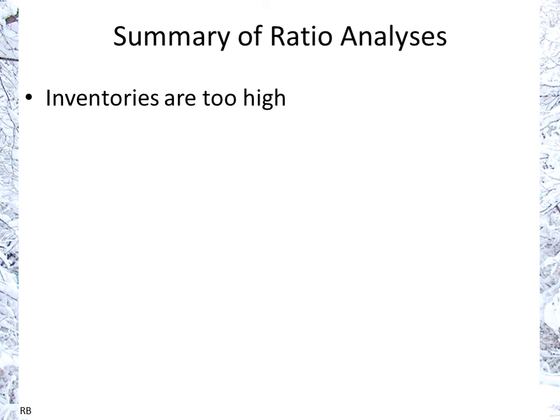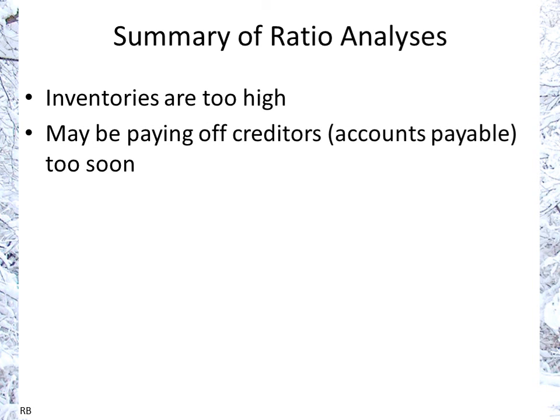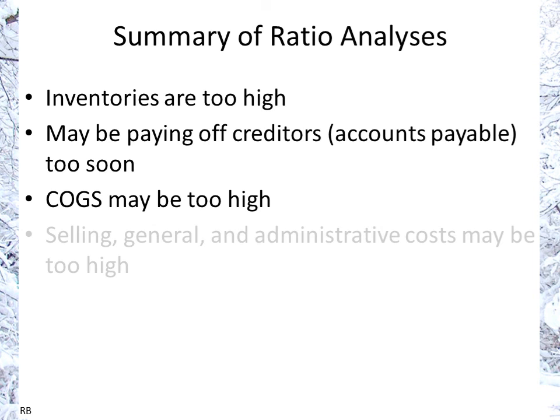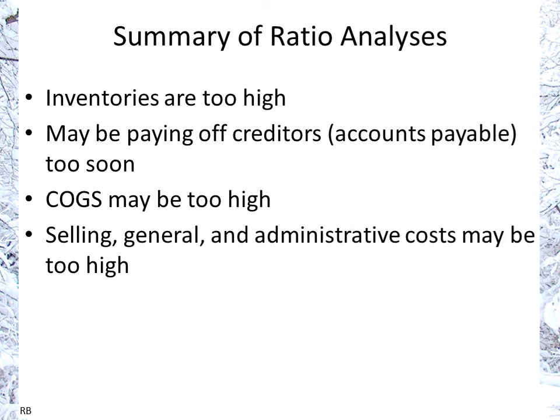Inventories are clearly too high. They're much higher than industry average, which already is quite high. And they may be paying off creditors a bit too soon. That may also be forced by the creditors. It may not be, but there is maybe a source of potential gain by negotiating better terms. Cost of goods sold may be too high. Selling, general, and administrative costs may also be too high.